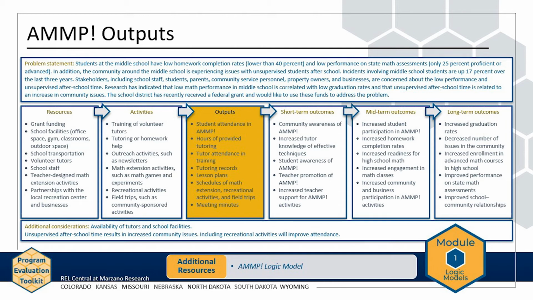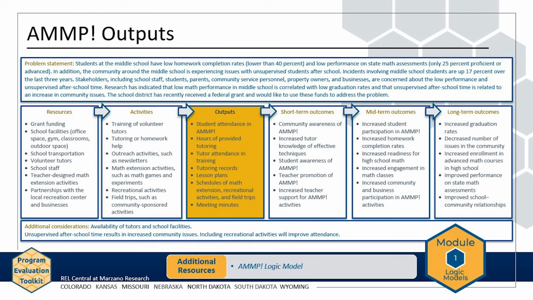Outputs provide evidence of the degree to which AMMP activities were implemented. For example, outputs such as student attendance in AMMP and schedules for the math extension, recreational activities, and field trips provide evidence of the implementation of those activities. Similarly, tutor attendance in training provides evidence of the half-day training of tutors. Finally, newsletters provide evidence of outreach activities.